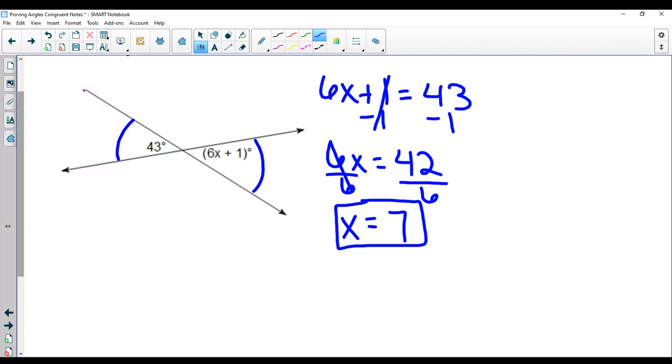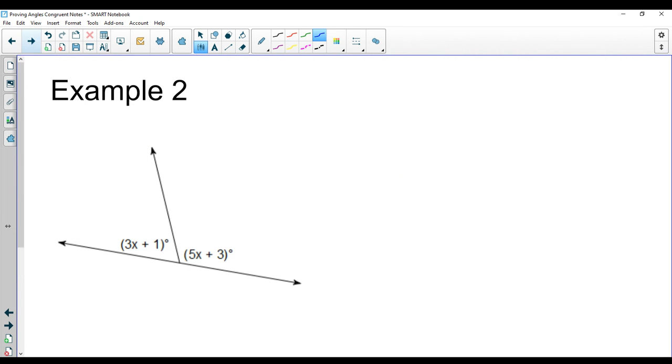Now, you could be asked to plug the x back in. I'm not going to do that here because it's kind of dumb because these are the same thing. But just know, sometimes you could be asked to plug this x back in there. Okay, let's look at another one.